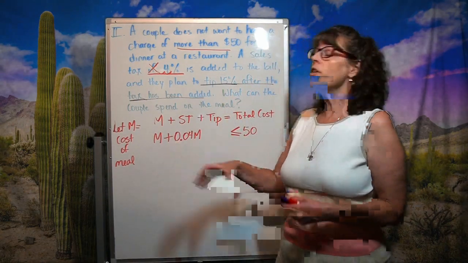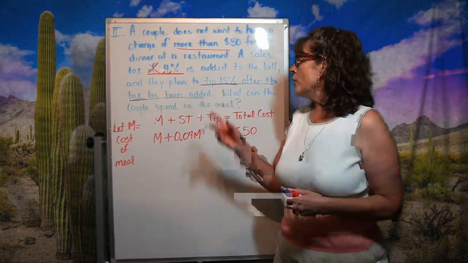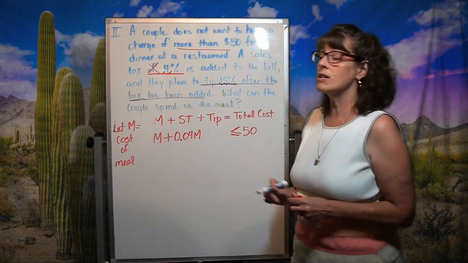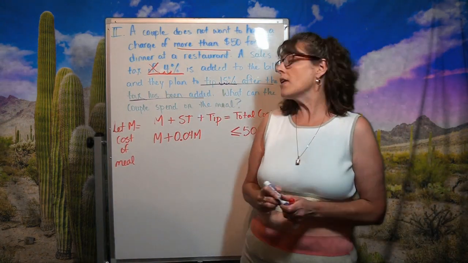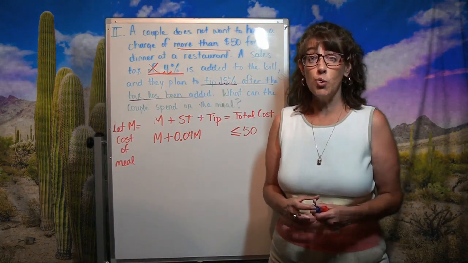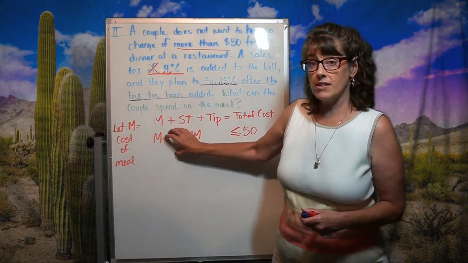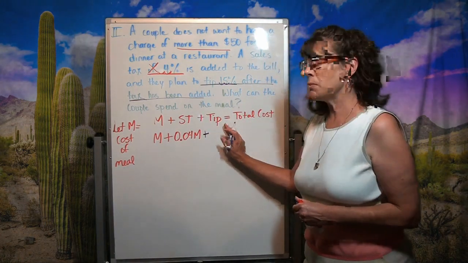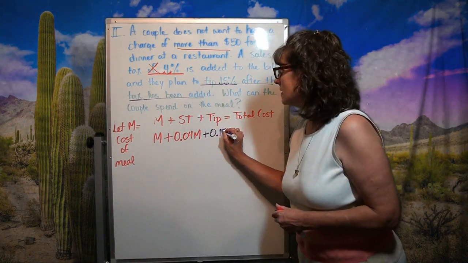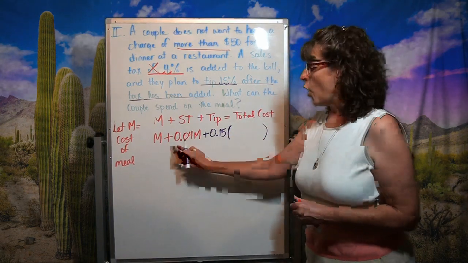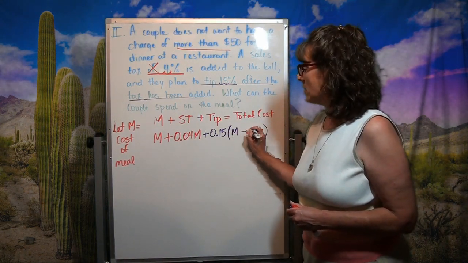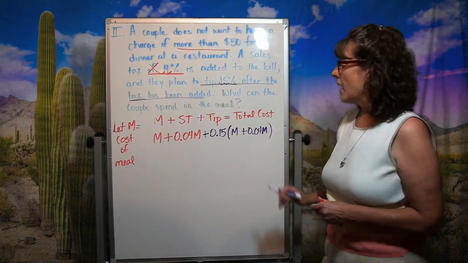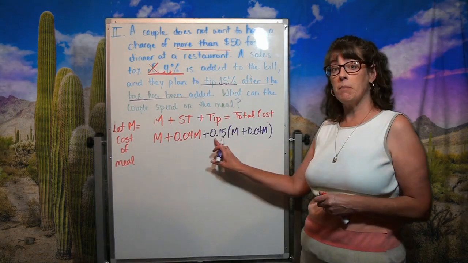Now we know that of means multiplication. We know that we're going to turn this into a decimal. We're going to take that decimal, the point that's back here, kick it to the left, giving us 0.15. We're going to take that 0.15, we're going to multiply it to what? All of this. So in other words, this tip amount is going to be 0.15 times all of this, the meal plus the sales tax. And that right there gives us the tip amount.